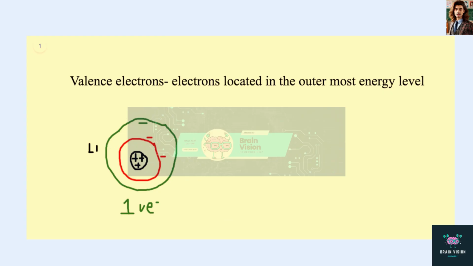If we think of the electron configuration of lithium, we can also figure out the number of valence electrons. So for lithium, there's a 1s2, and then a 2s1. The 2 represents the outermost energy level, and therefore it only has 1 valence electron.